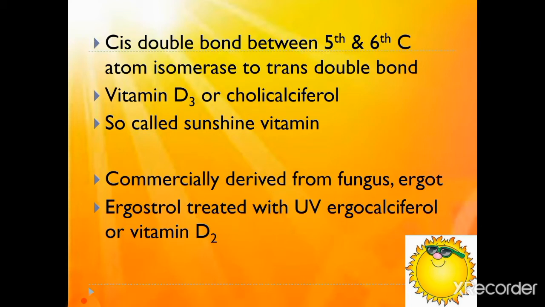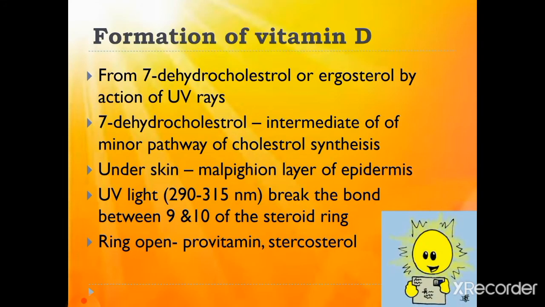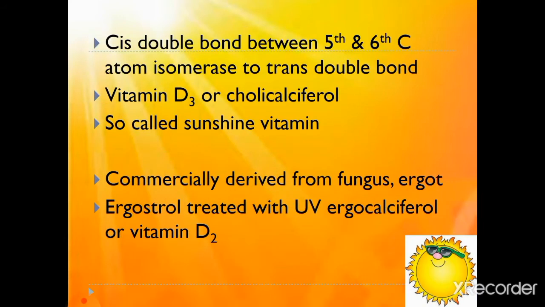So, when it is exposed to the UV rays, the ring between the 9th and the 10th carbon is opened, and the 5th and 6th carbon atom double bond changes from cis to trans by isomerization, and thus cholecalciferol, or vitamin D3, is formed. This is the reason why it is called the sunshine vitamin. Commercially, it is derived from the fungus ergot. Ergosterol is treated with UV rays to form vitamin D2.